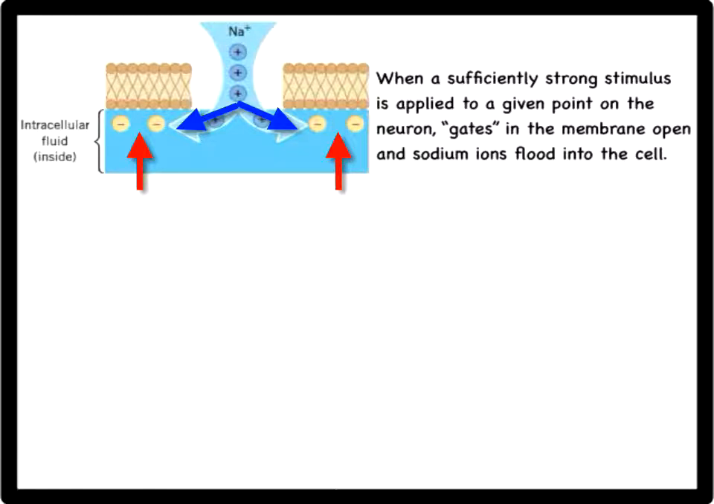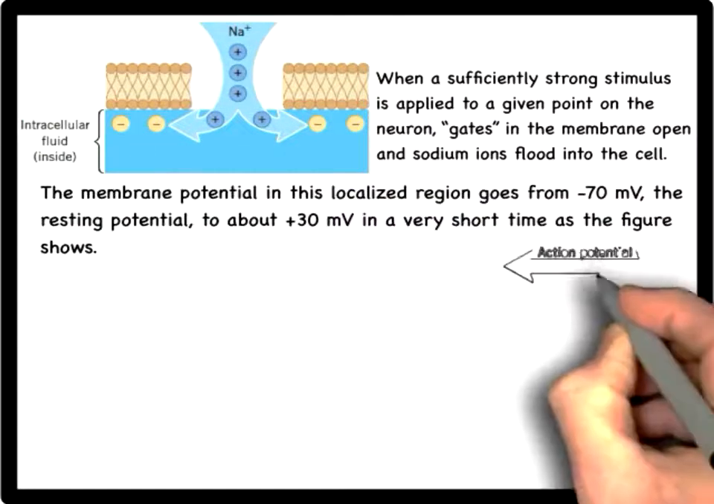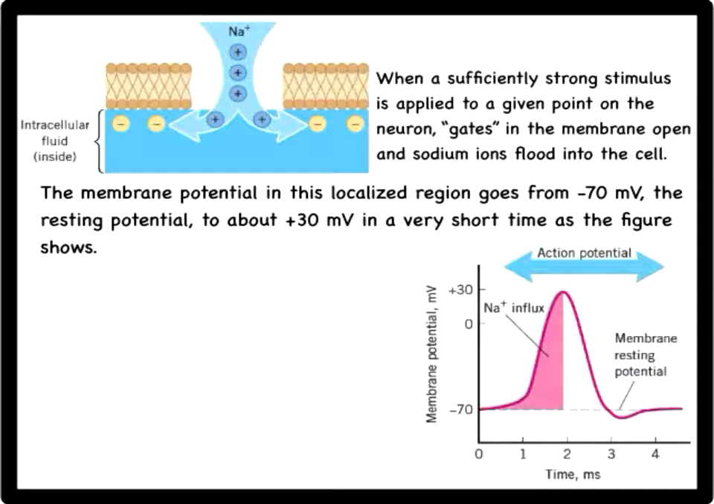The large influx of sodium ions first neutralizes the negative ions on the interior of the membrane and then causes it to become positively charged. As a result, the membrane potential in this localized region goes from minus 70 millivolts, the resting potential, to about plus 30 millivolts in a very short time, as the figure shows. The sodium gates then close, and the cell membrane quickly returns to its normal resting potential.